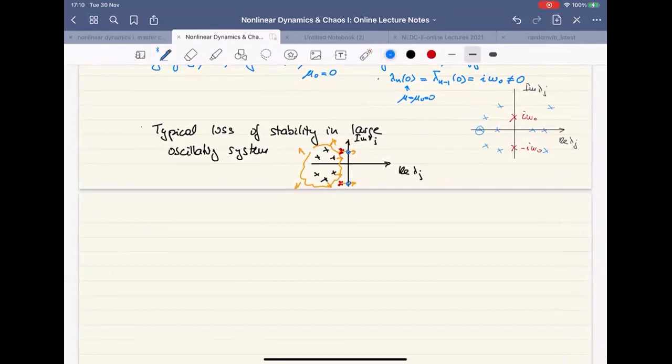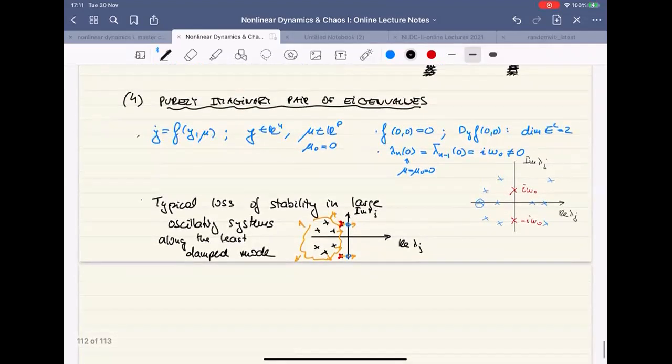So typical loss of stability in large oscillatory systems, and I would say along the least damped mode. Okay, that's why it's so important. And now this requires more work, because this means that this assumption, and let's box the assumptions here again, in red.